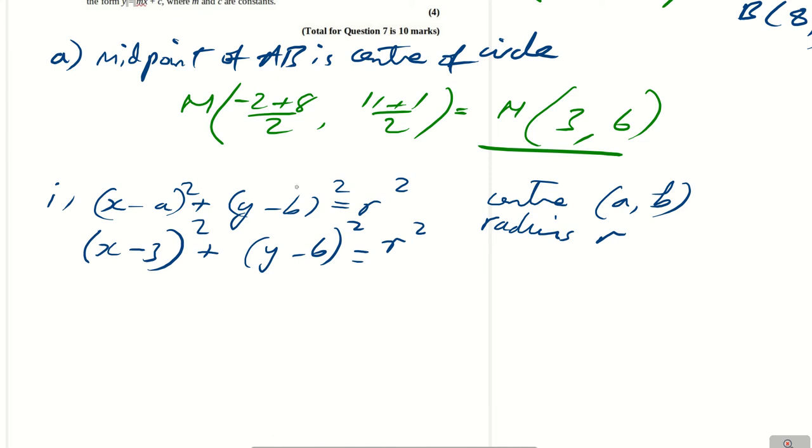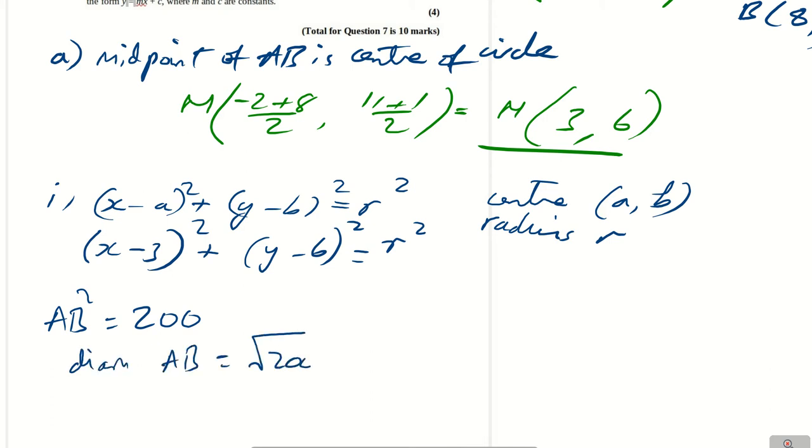Right, so let me change the colour, do it back in blue. Right, so AB squared we know is 200 using Pythagoras, and that's the change in the y coordinates all squared plus the change in the x coordinates all squared. That means that diameter AB equals square root of 200, and that means the radius is going to be the square root of 200 over 2.